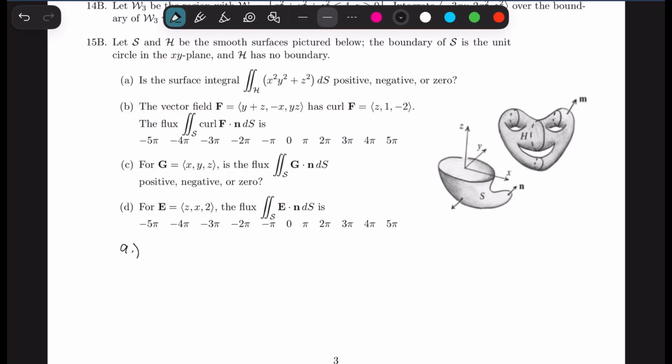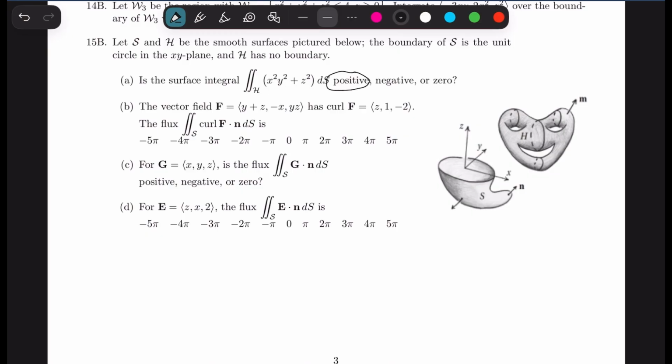For part A, it's the surface integral, so we have the double integral of h of x squared plus y squared plus z squared dS. Is it positive, negative, or 0? For this, you don't really have to do much work, because inside of the integrand, whatever we put in there will always be positive due to the squares. So we know it's going to be positive.